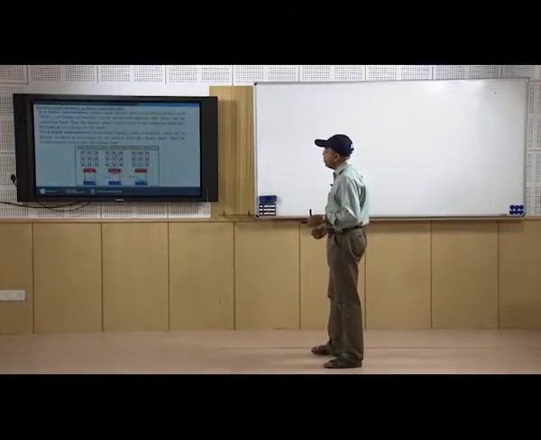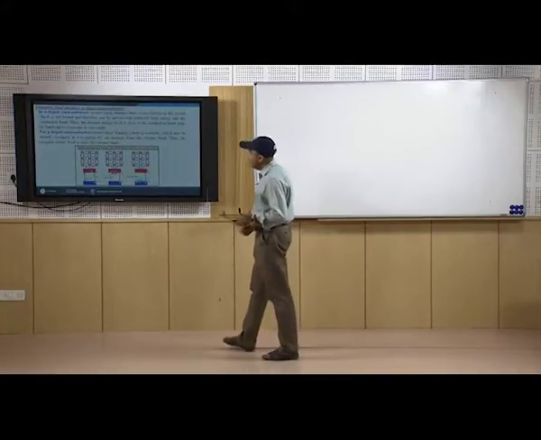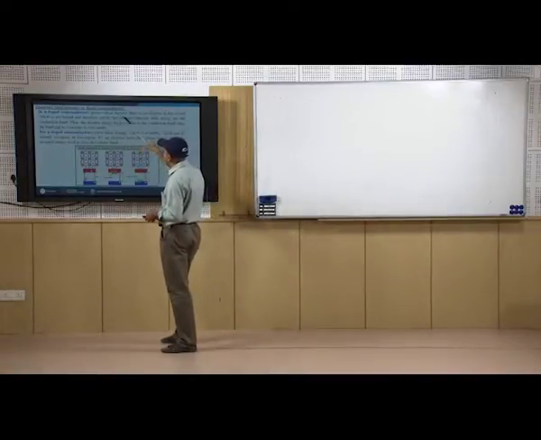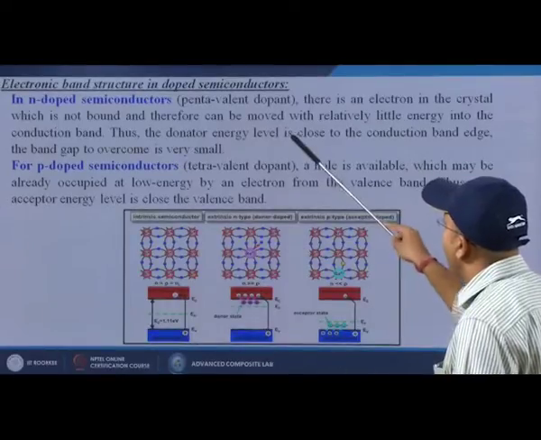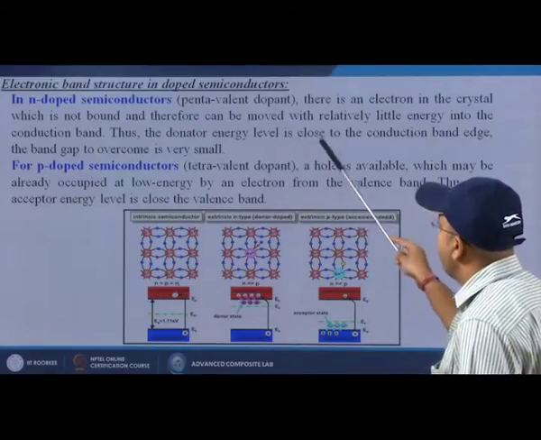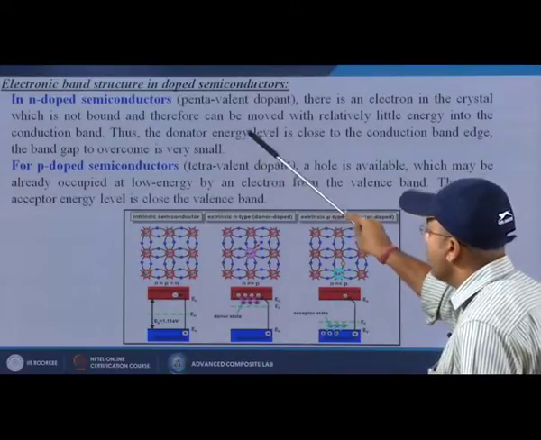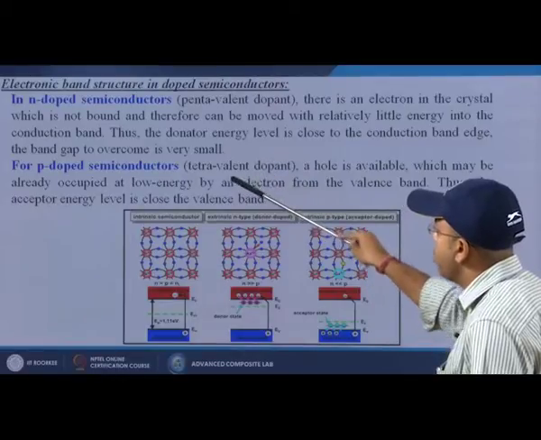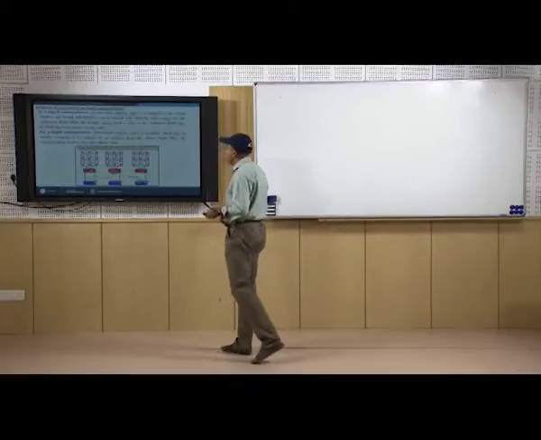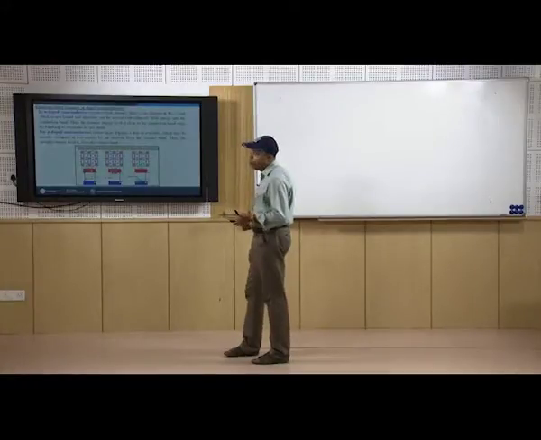Here we have also given some examples of n-doped and p-doped semiconductors. In n-doped semiconductors, which use a pentavalent dopant, there is an electron in the crystal which is not bound and therefore can be moved with relatively little energy into the conduction band. Thus, the donor energy levels are close to the conduction band edge, and the band gap to overcome is very small. And for the p-doped semiconductor, which uses a trivalent dopant, a hole is available which may be occupied at low energy by an electron from the valence band. Thus, the acceptor energy level is close to the valence band.